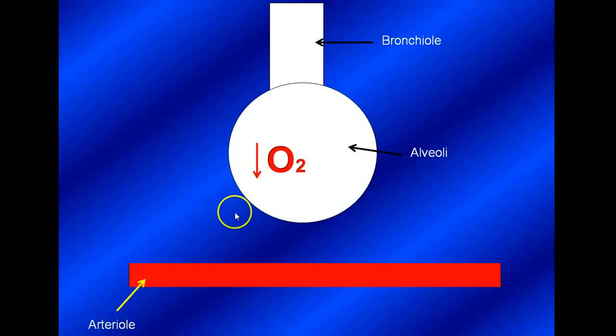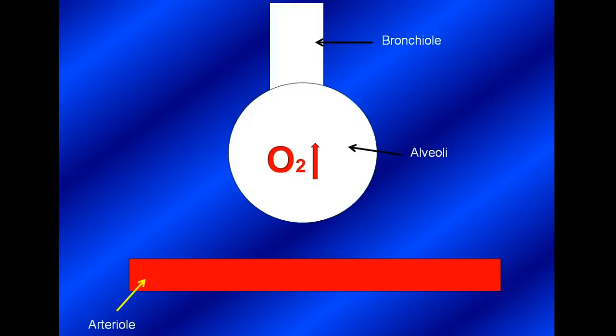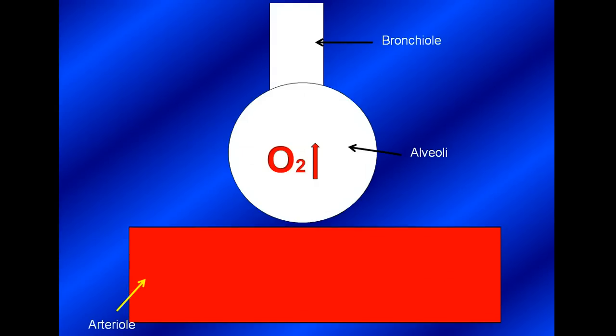Now let's look at the other side of it. If oxygen levels in the alveoli go up, do you want blood flow going to those alveoli? And the answer is yes, you do. So what will happen is the arterioles will dilate, sending more blood flow into these capillaries, which means more blood can pick up this oxygen, which is what we want to happen.